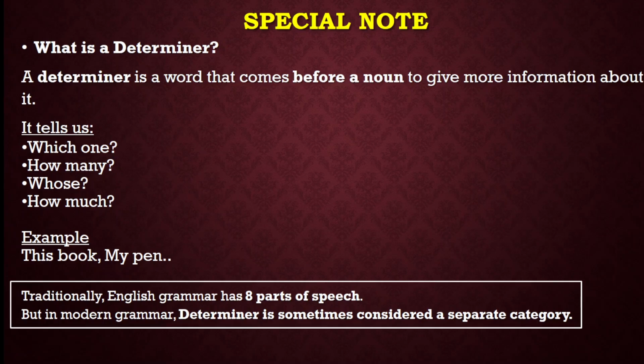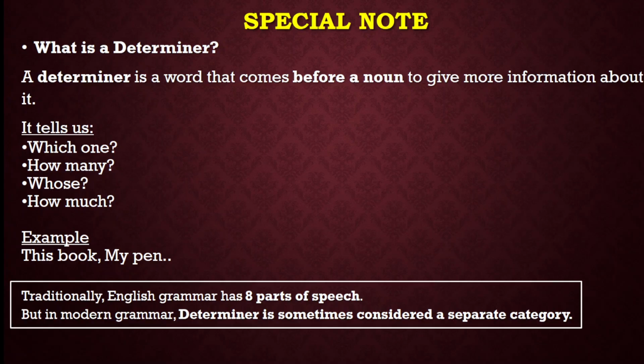You might have studied determiner as a part of speech. Actually, what is a determiner? A determiner is a word that comes before a noun to give more information about it. A determiner tells us which one, how many, whose, how much, like that. For example, this book, my pen. My pen, whose pen? My pen. So in such a way, we get more idea about a particular noun. So that is the use of determiner.